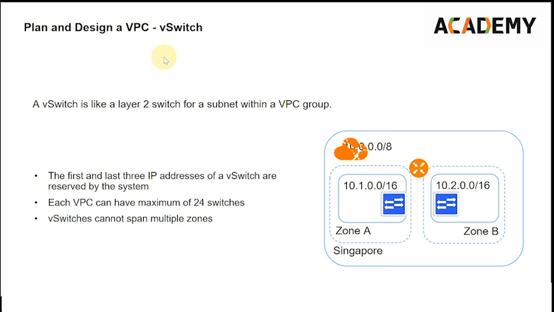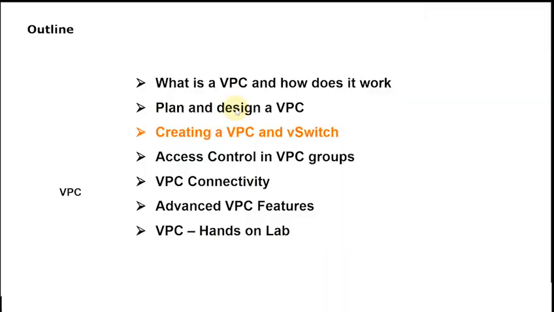Now if we move forward, plan and design a vSwitch. Unlike a vRouter, which is layer 3, a vSwitch is like a layer 2 device for the subnet within the group. A vSwitch actually represents a subnet. The first and last 3 addresses of the vSwitch are reserved by the system, and each VPC has a maximum of 24 vSwitches, and it cannot span multiple zones. If you create a subnet, it only relies on one zone, not multiple zones.